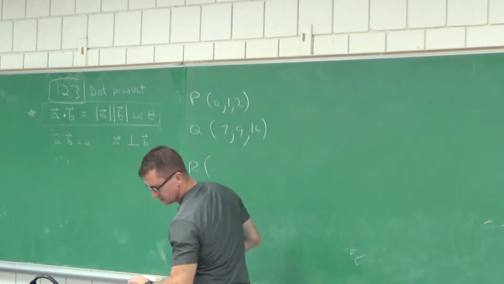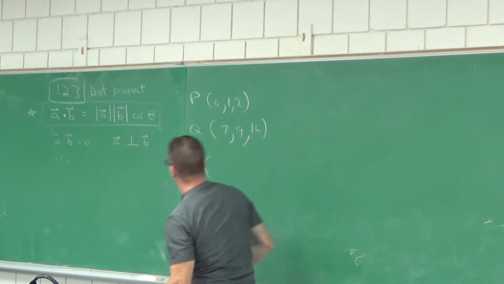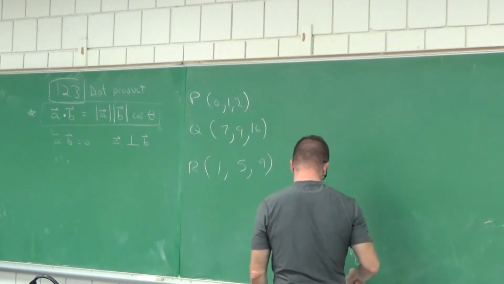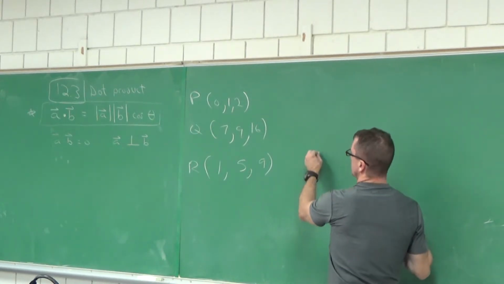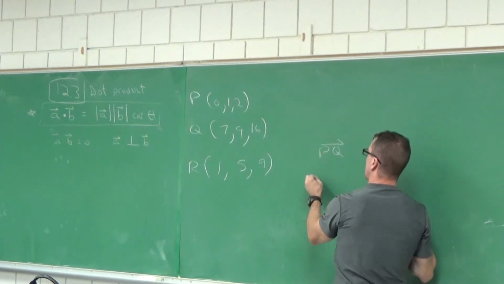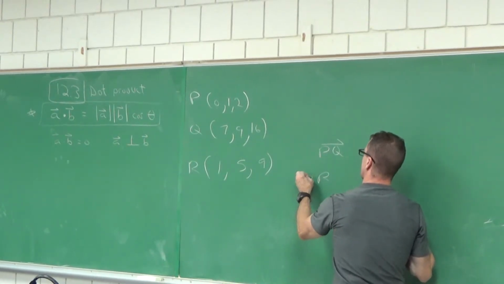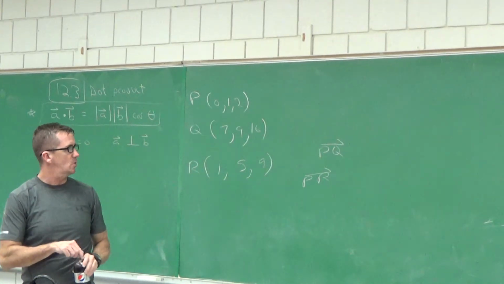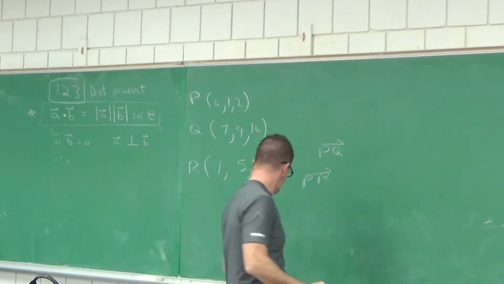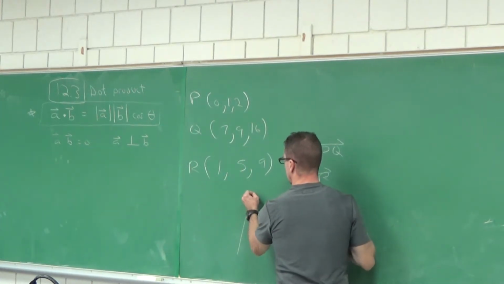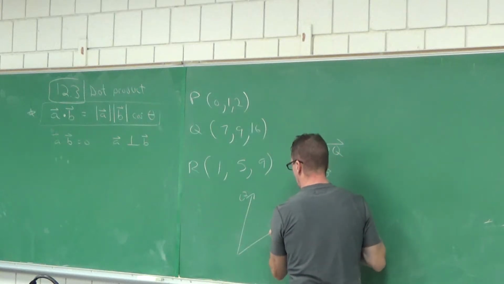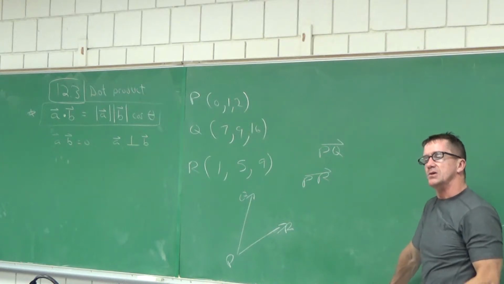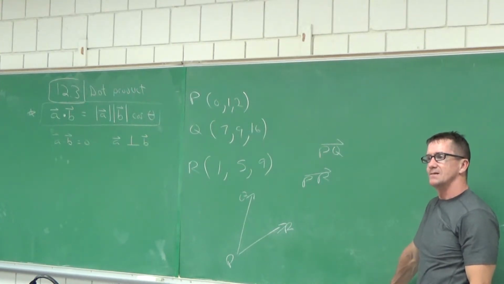Okay, point R is, let's see, 1, 5, 9. Can you find the interior angle between vectors PQ and PR? That's the question. So looking at a picture, there's PQ, there's PR, not drawn to scale, but can we use that formula? You bet. We'll use it.